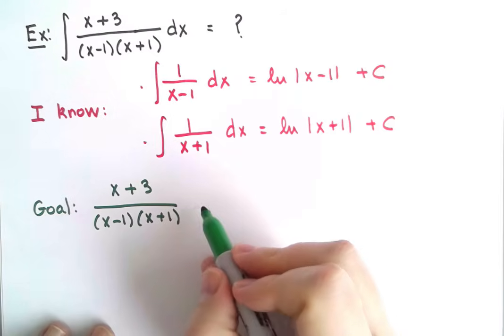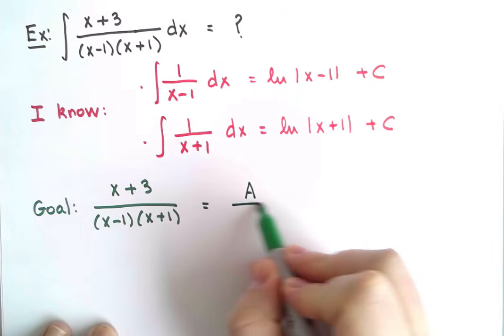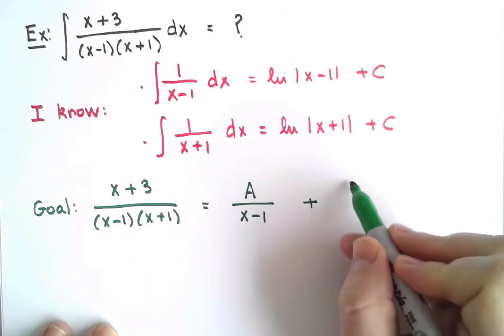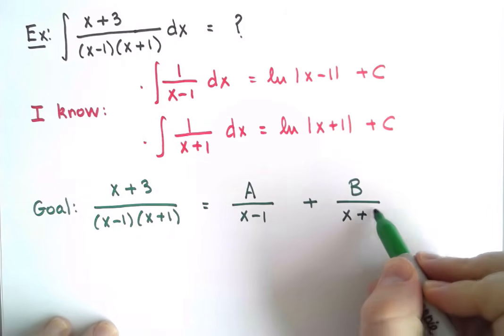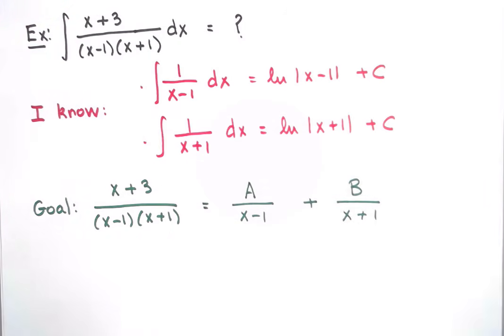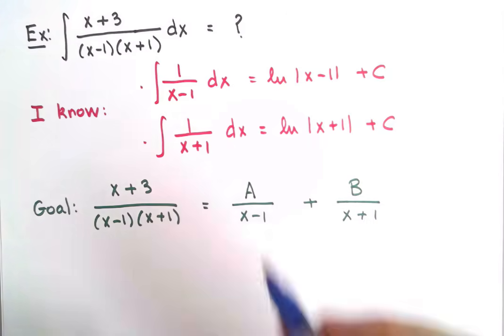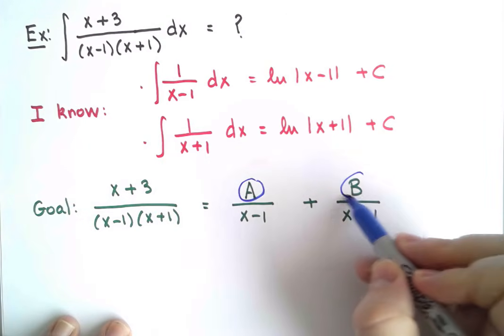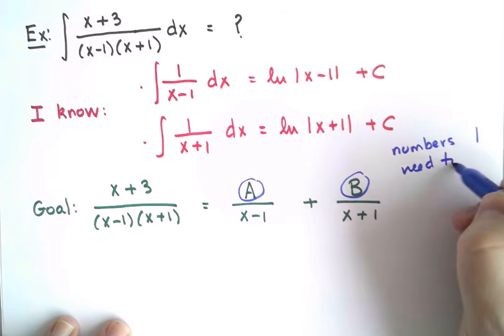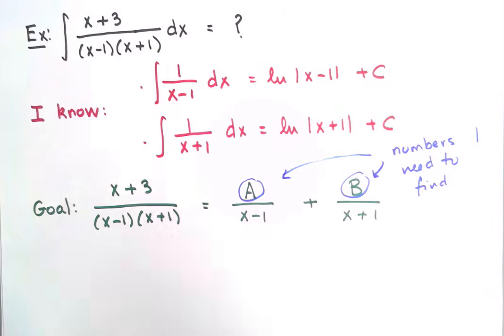Specifically, can I write this as some number divided by x minus 1 plus some other number divided by x plus 1? And here I have used the letters a and b, and they represent real numbers that I need to find out. What I'm doing here is sort of undoing reducing to common denominator. If I started with this, I could use reducing to common denominator to end up with that. So can I go back?